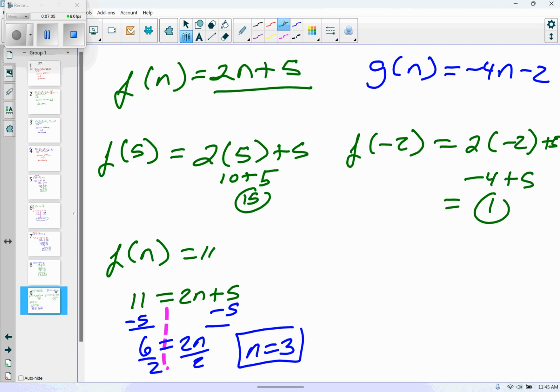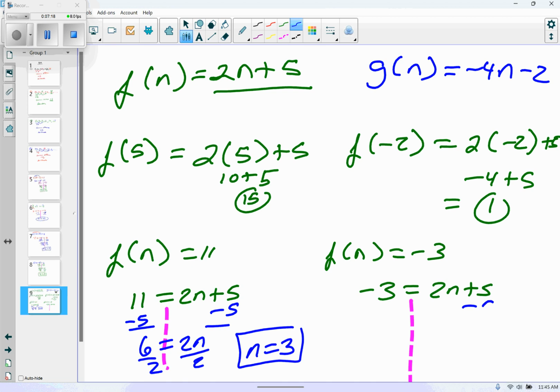And then our last one we have f of n equals negative 3. This is done the same way. So we're going to get negative 3 equals 2n plus 5. Let's go ahead and solve it. I'm going to subtract 5 from both sides. Those cancel, so I get negative 8 equals 2n. Divide both sides by 2. So n equals negative 4.